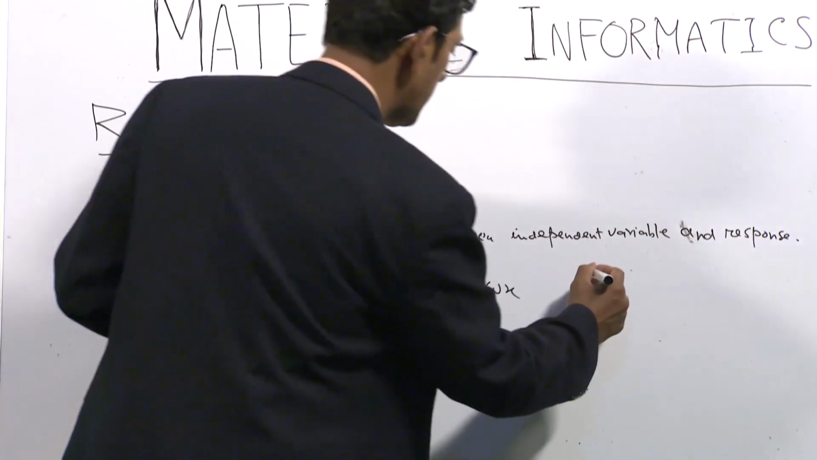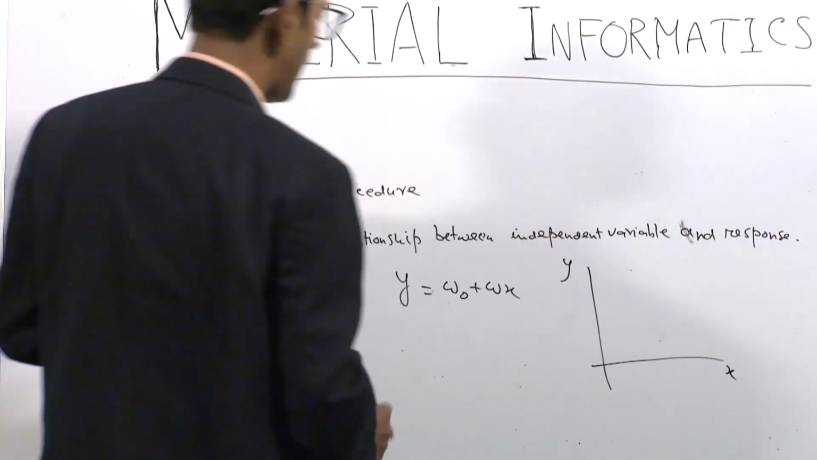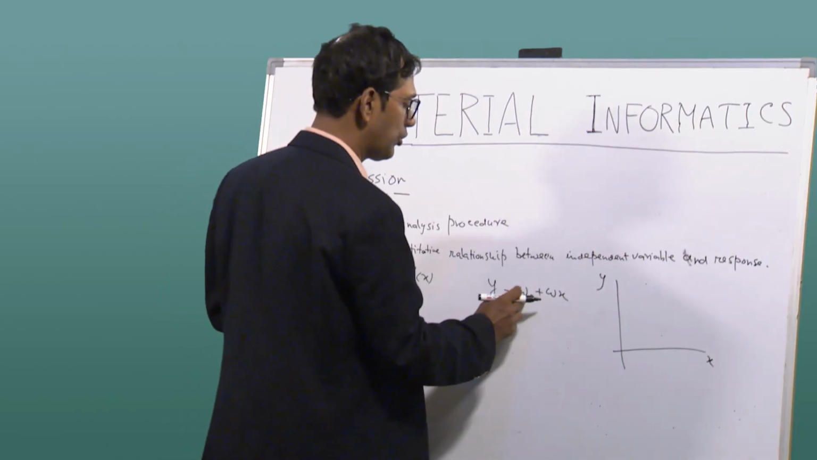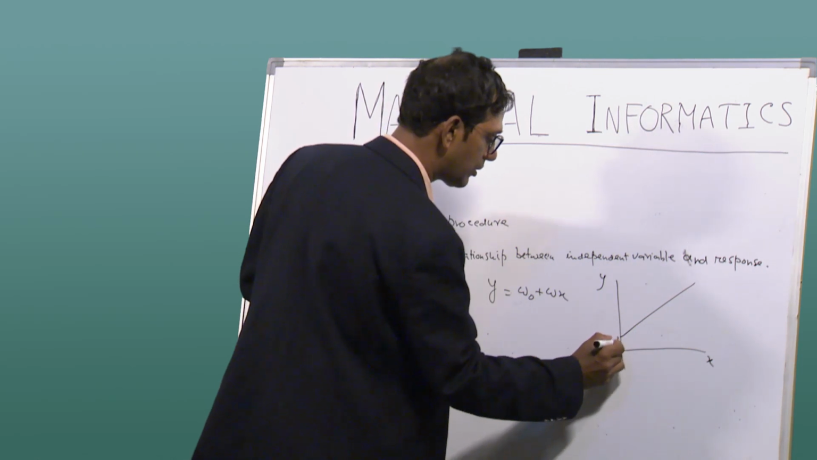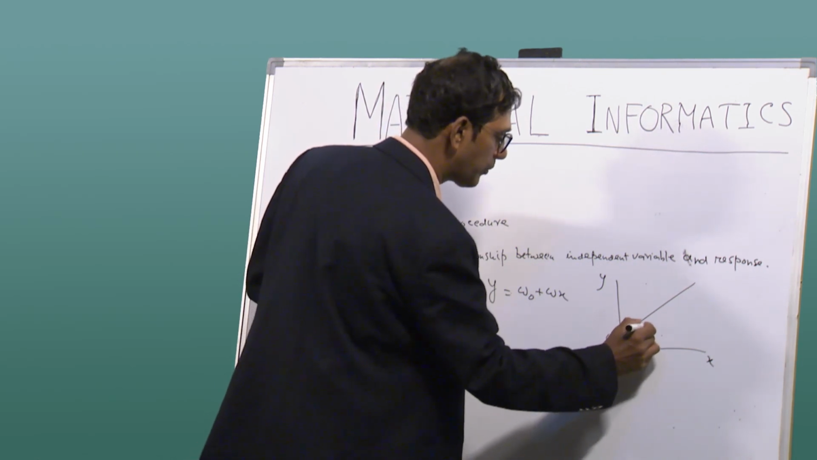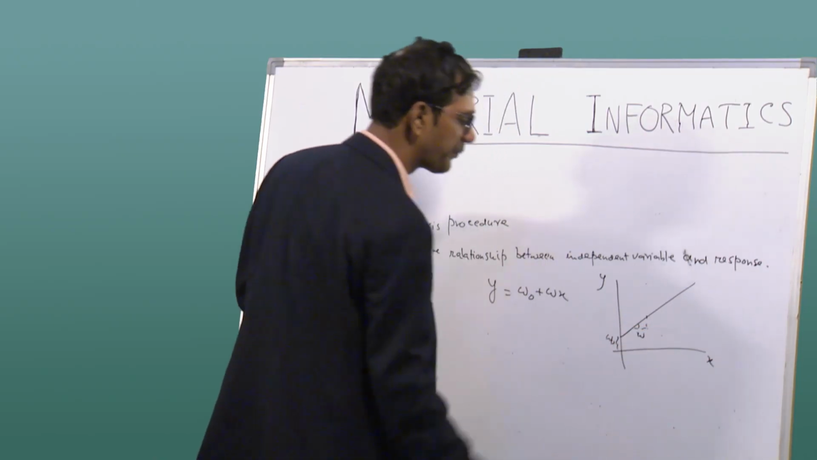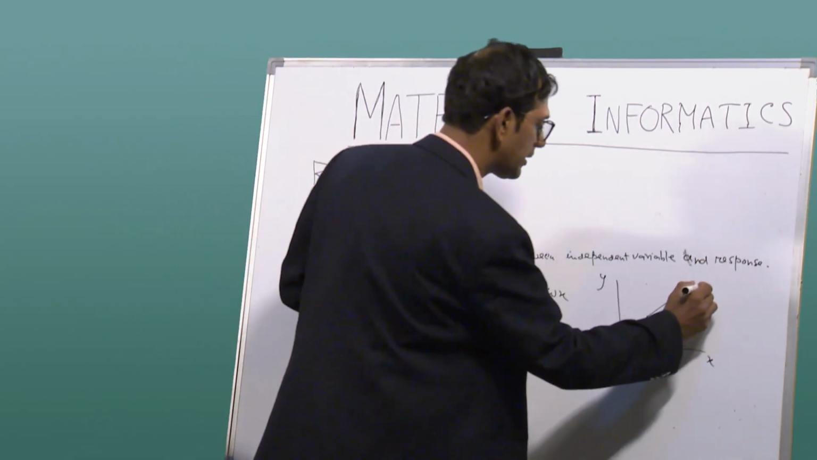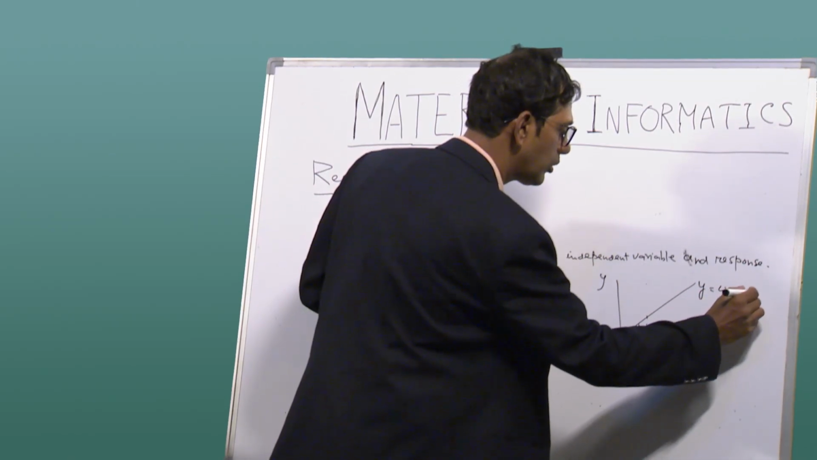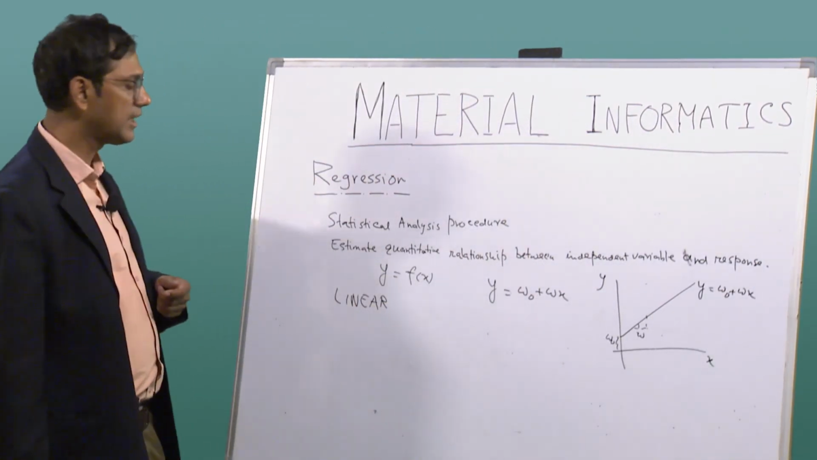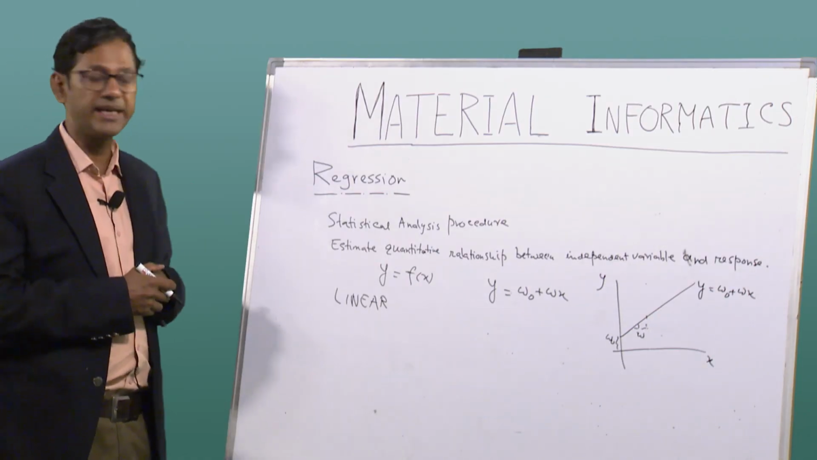And here you can plot this: this is y, this is x, and depending on the values of x, w0 and w, you can have different kinds of straight lines. This is your w0, and the slope of the line is your w. So, this is the equation y equal to w0 plus w into x. This is the linear relationship. We will talk in detail about how we can handle it in terms of data, right.